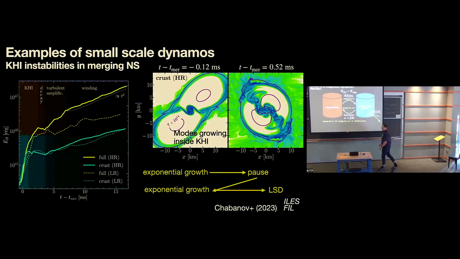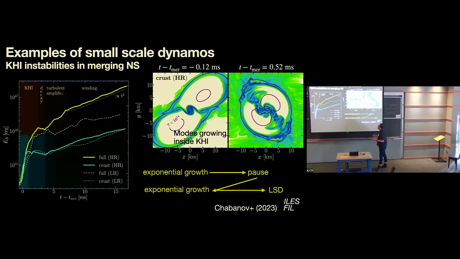Now we see these dynamos, these kind of small-scale turbulent dynamos, everywhere in the universe. It doesn't matter where you look, you find them. So this is an example between two merging neutron stars. You see it undergoes, this is the integral magnetic energy on this side, and this is the time before the merger. And you see the magnetic energy just increasing exponentially, pausing for a bit, exponential again, and then doing some secular winding. These two exponential growth stages are actually the growth of high K modes in the system. They are a small-scale dynamo.